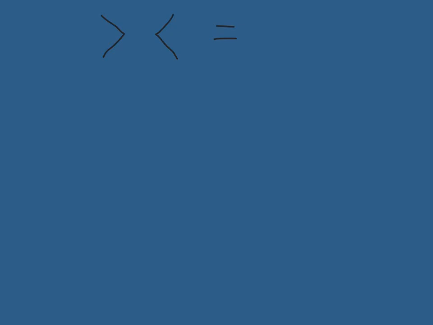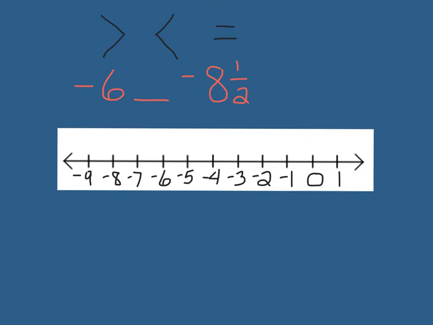So for our first example, we're going to compare -6 to -8 and 1/2. So we can use a number line in order to compare numbers. So if we take a look here, we have -6. So let's plot that on the number line. That would be right here. We would put a dot and then label that -6. Then we need -8.5. 8 is right here and 9 is here, so 8.5 is going to be right here in the middle. So let's put a dot there, and then we label that -8 and 1/2.